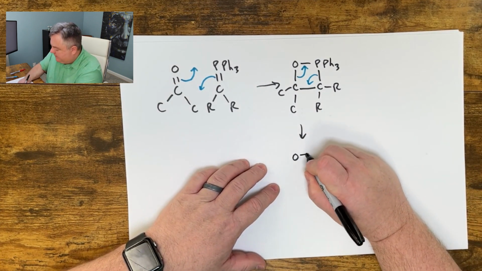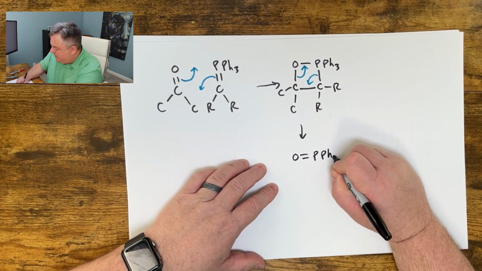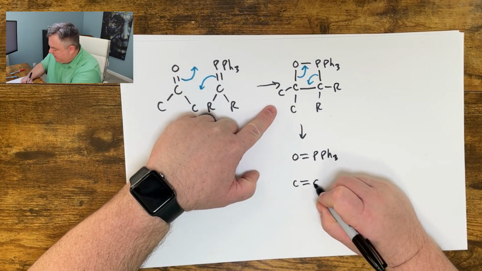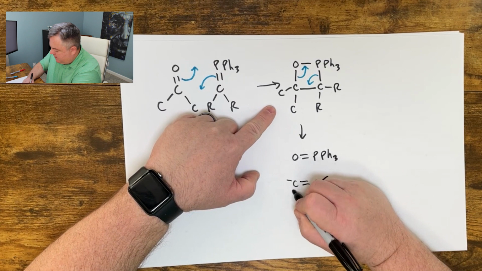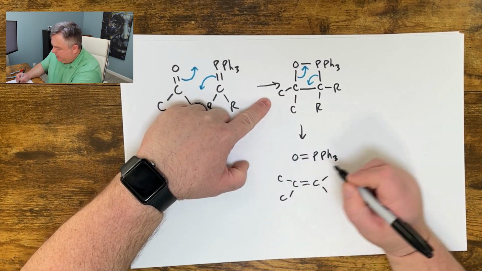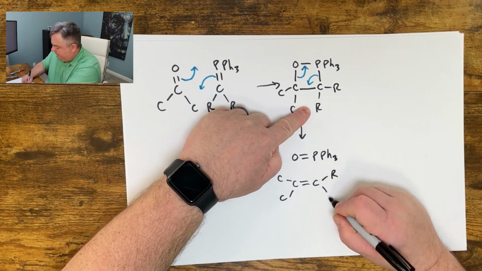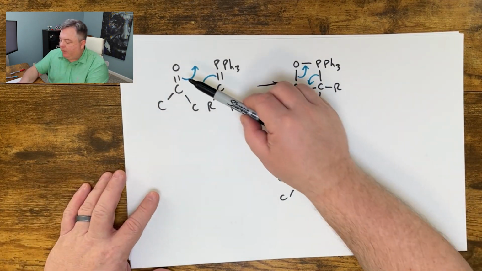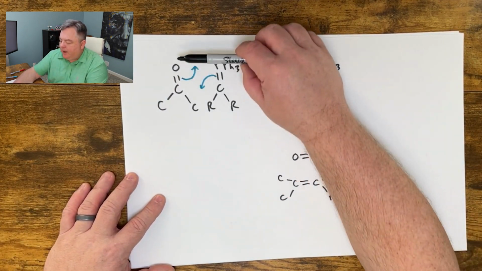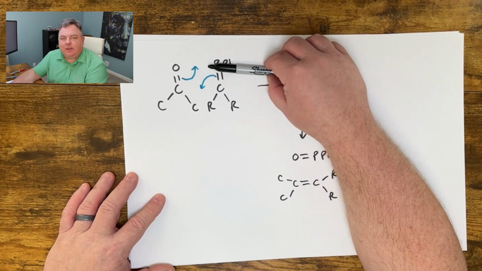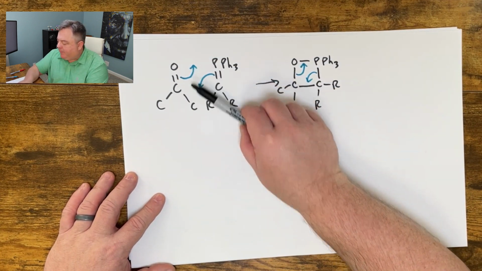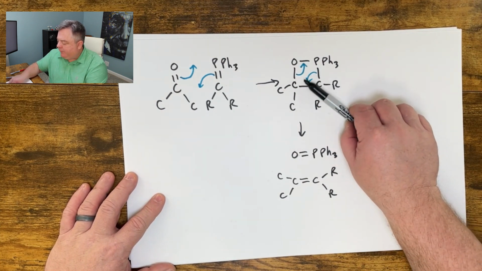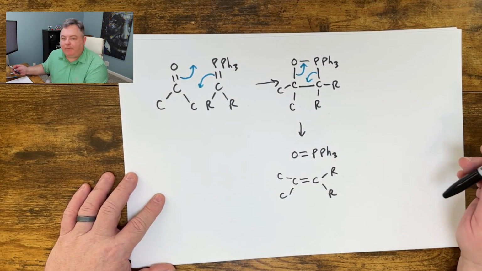So I have oxygen double bonded to phosphorus, triphenylphosphine. And down here I have carbon double bonded to carbon. This left carbon has two carbon groups on it, and the one on the right has two R groups on it. And that's the final product. So you build this square. Just remember the phosphorus and oxygen love each other. So you make that bond first, and you'll remember it takes two arrows to make a square. Do those same two arrows again, and you end up at the final product.